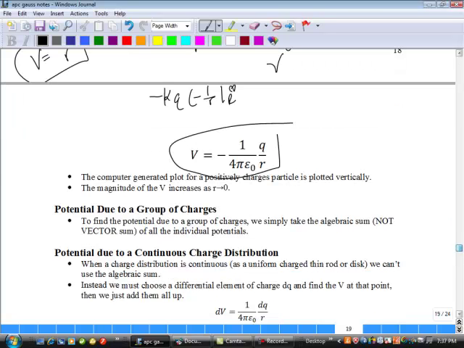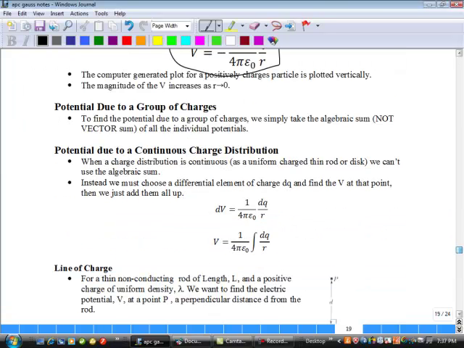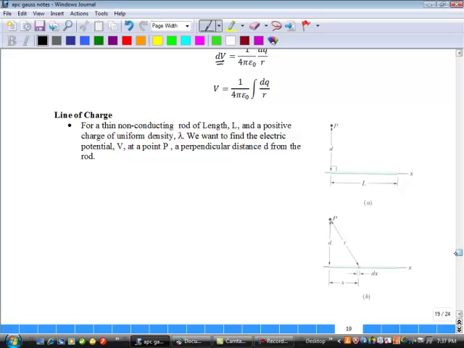Unfortunately, very seldom do we have a single point charge. We're going to have a continuous distribution, lots of charges. And when we do so, we just take the algebraic sum, not the vector sum, of the individual potentials. All we have to do is add them all up. And so if we have this dV term, it's just dq over r, and we integrate accordingly.